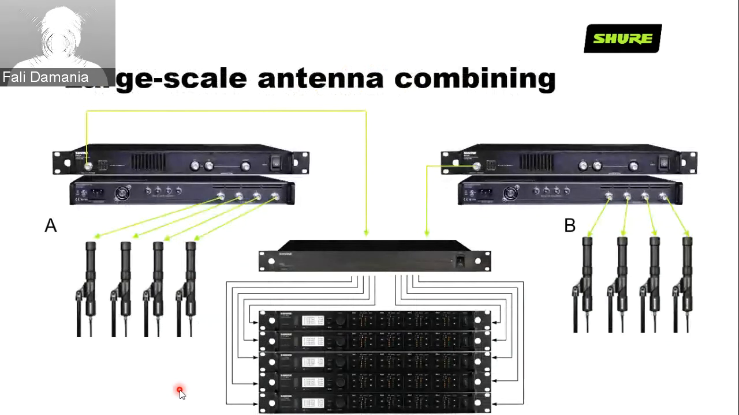Large scale antenna combining. So you have 4 rooms. This is a typical 4-room setup. So 4 channels, 1 antenna in each room, 4 channels, antenna B in each room. So you can cover 4 rooms with this, all coming back to a centralized location that feeds this ULXD rack.